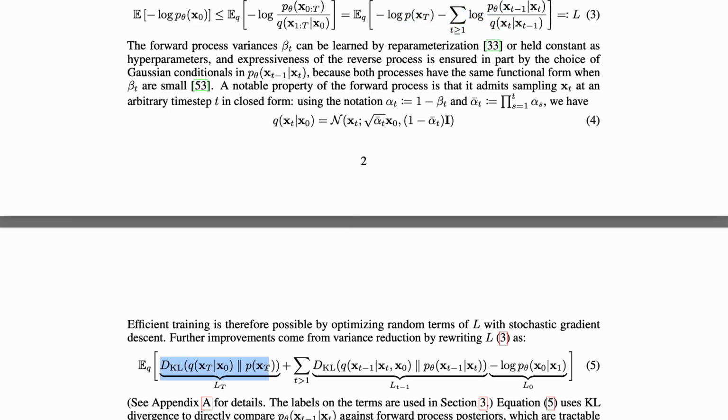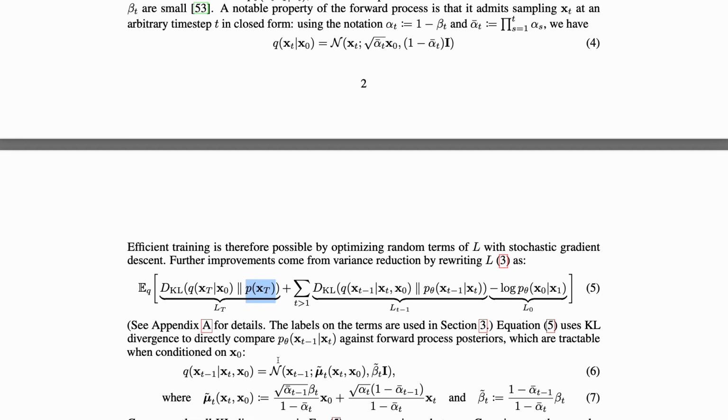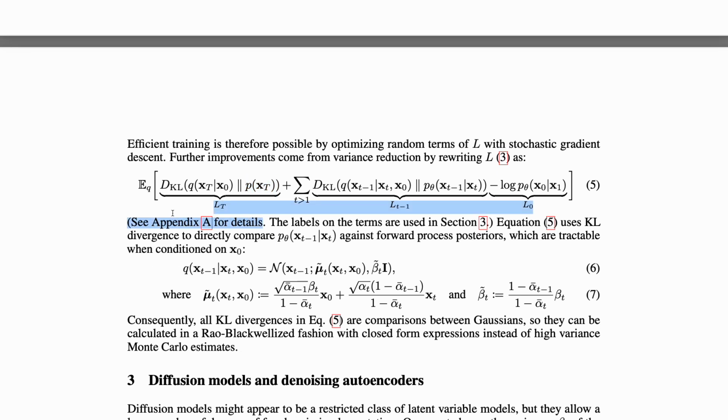So what is the KL divergence between these two terms? It is defined as minus q xt given x0 times log of q xt given x0 divided by p xt. Okay, so this is interesting. We will look at it later on. We will see appendix A for details.